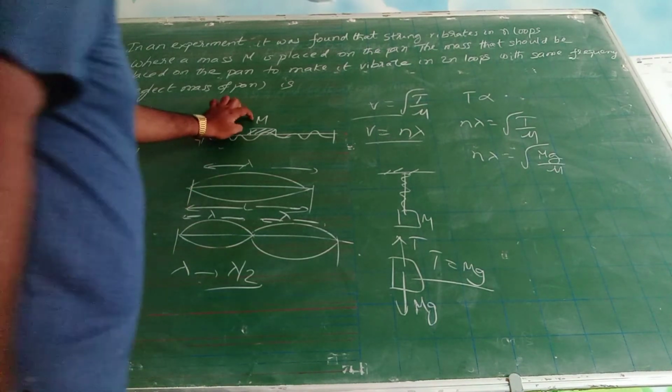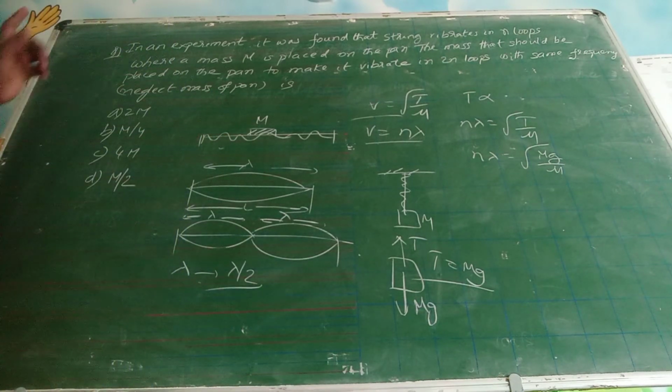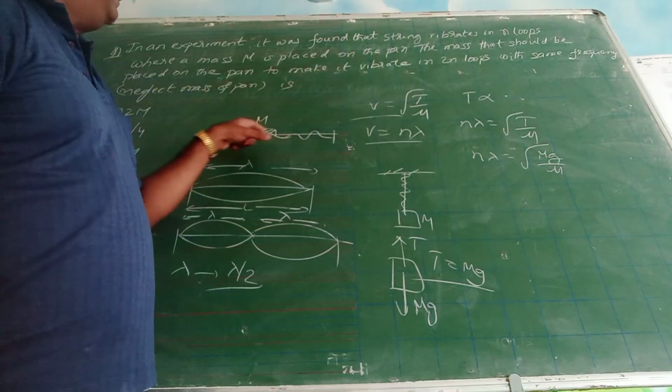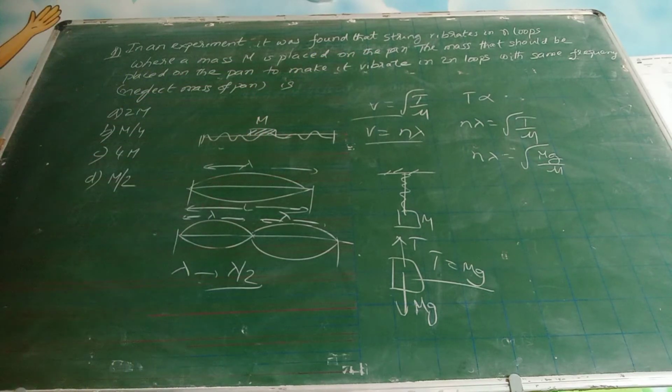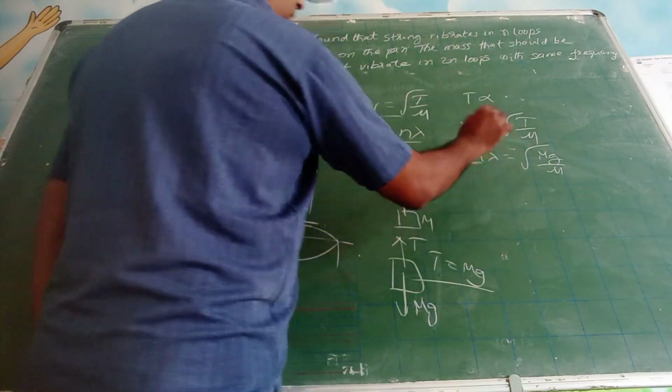Now when he is adding the weight here, you have to neglect the weight of the pan. There is a pan here, you are adding a mass into it. We are taking into consideration only the mass, we are not taking into consideration the weight of the pan or the mass of the pan. So here what happens? The frequency has to be maintained.